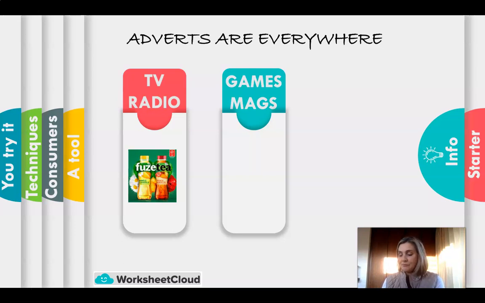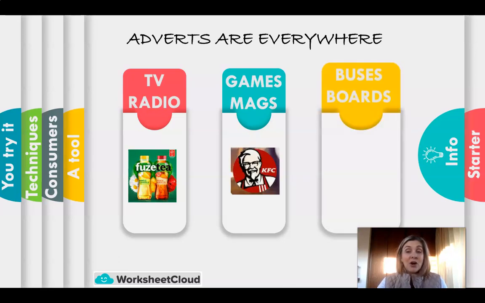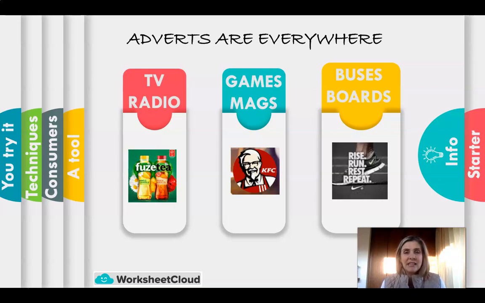So they're also on games, they're also in magazines, they are also on buses or on billboards, those big billboards. If you've been out of your house recently with mom, maybe to the shops, if you've passed a billboard, you can see those adverts there. And advertising different things, so tea, KFC food, Takis, or a specific brand like Nike.